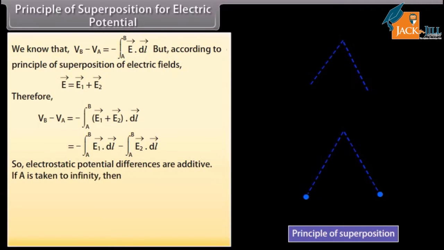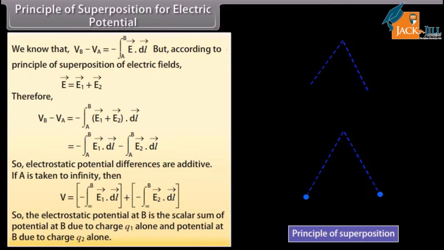If A is taken to infinity, then V is equal to the sum of minus the integration from infinity to B of E1 vector dot dl vector and minus the integration from infinity to B of E2 vector dot dl vector. So, the electrostatic potential at B is the scalar sum of the potential at B due to charge Q1 alone and the potential at B due to charge Q2 alone. This result is applicable for any number of charges.